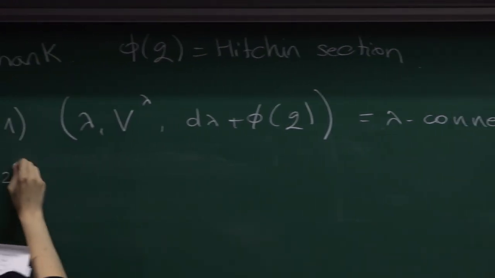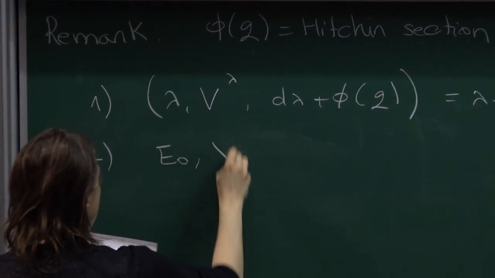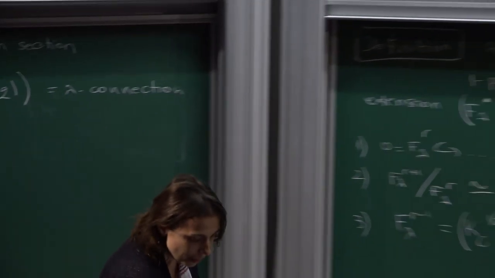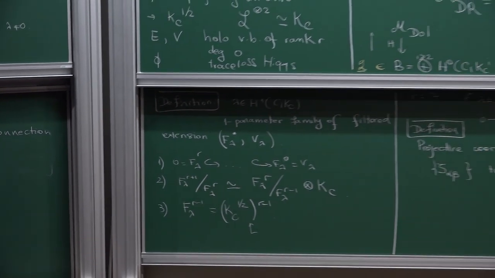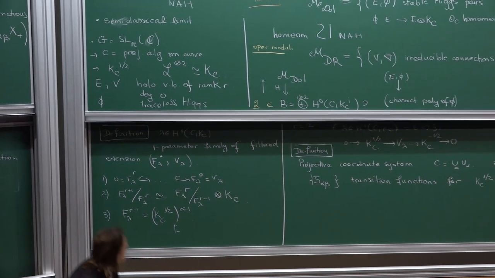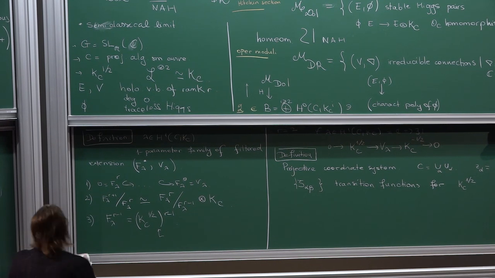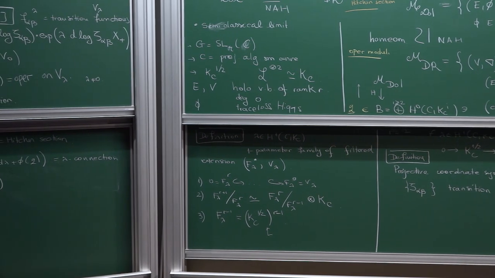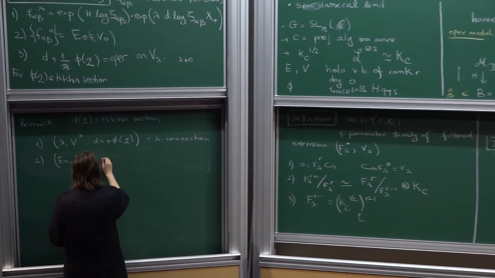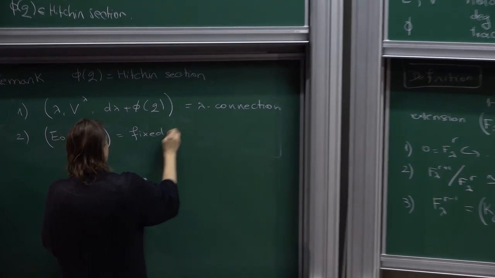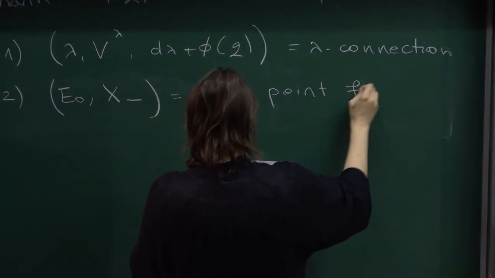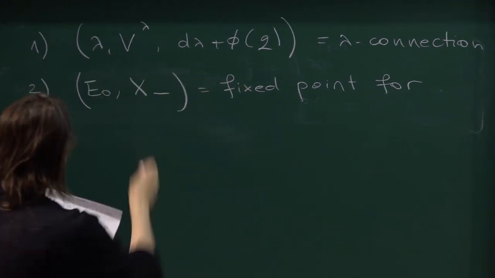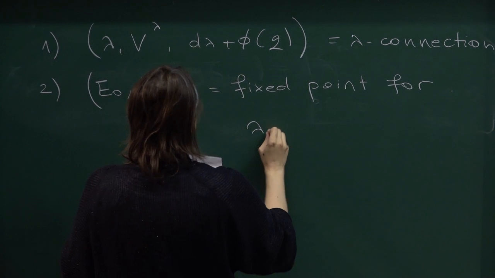The second statement is that e0 comma x minus, so e0 was the split vector bundle into half canonical powers, and x minus was this constant lower one diagonal below, is a fixed point for this lambda connection.